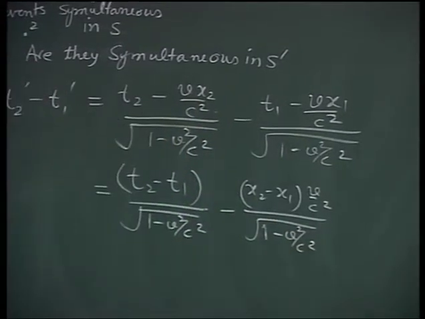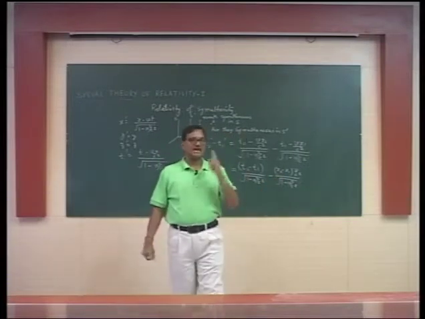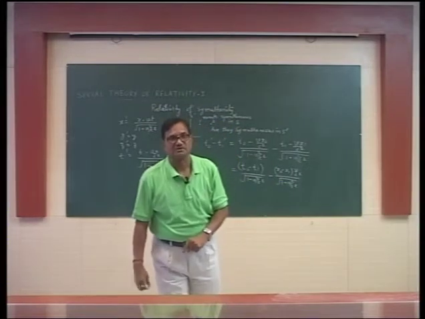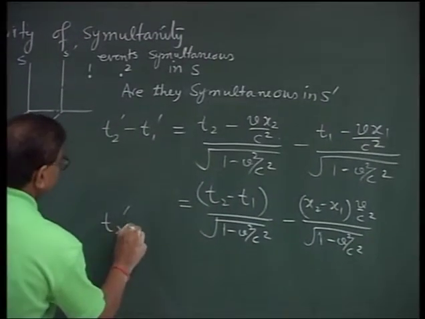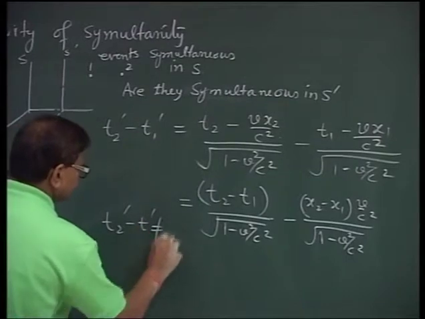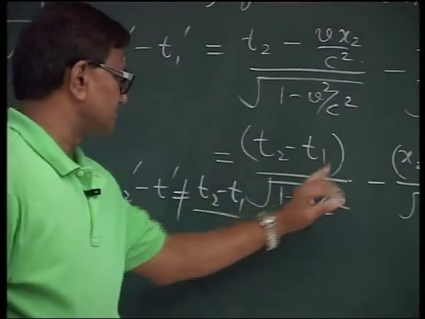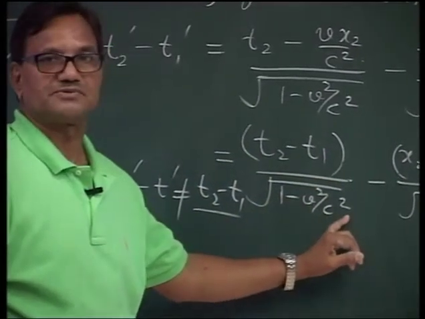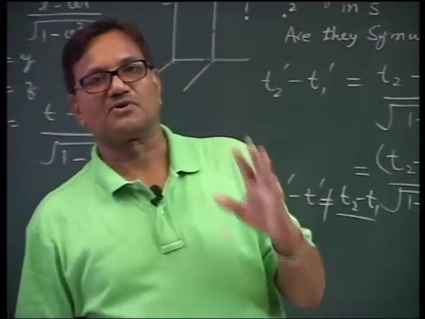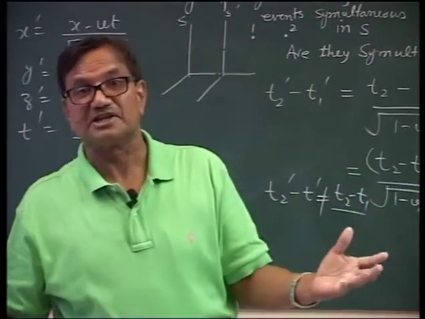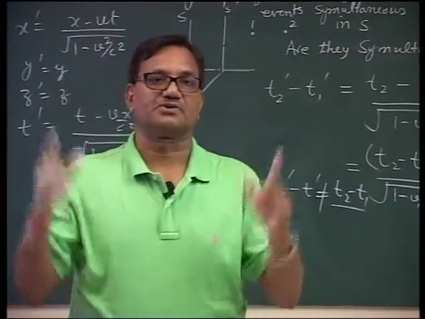See that two events 1 and 2 are occurring at two different places simultaneously. That means x2 is not equal to x1. Since x2 is not equal to x1, T2 dash minus T1 dash is not equal to T2 minus T1, and it is also not equal to T2 minus T1 upon under root 1 minus V square by C square, that is, not equal to the time dilated. Therefore, two events which are occurring simultaneously in one frame will never be simultaneous in another frame if they are occurring at two different places.